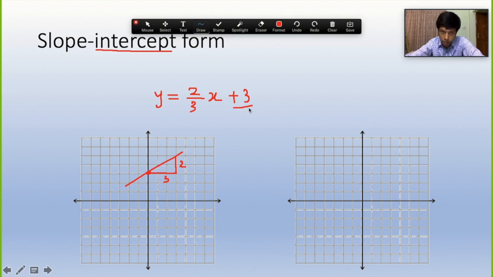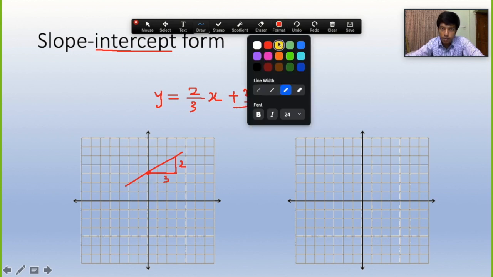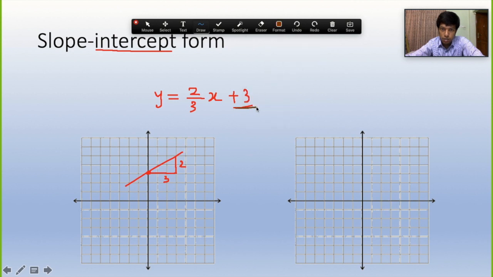Okay, this part is what? This part is the y-intercept. Let me use another color for that. This color. So this plus 3 is the y-intercept, and this 2 by 3 comes from here. This is the 2 and this is the 3. Why 2 divided by 3? Because slope equals rise divided by run. This is the rise, this is the run, and we always have to start from some starting point. You can start from some other point also, no problem. I started from here. That's why, and the reason is the figure is freehand.